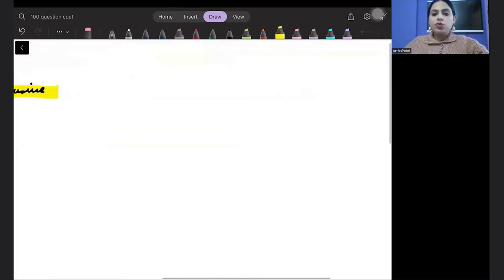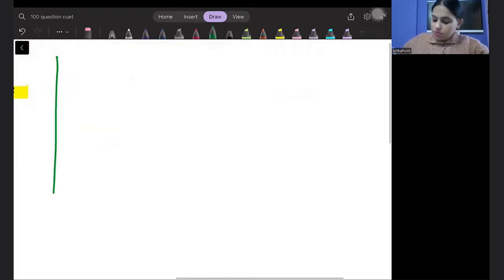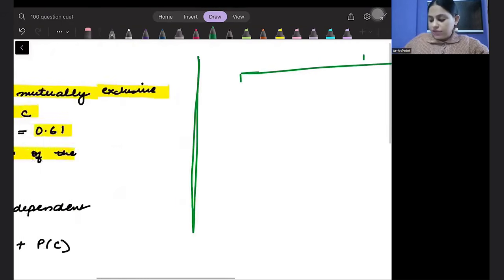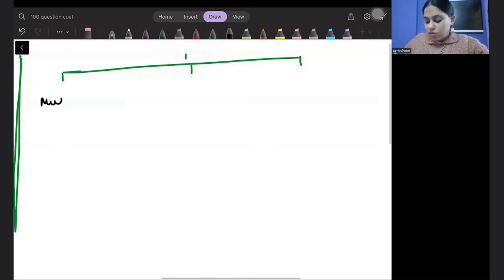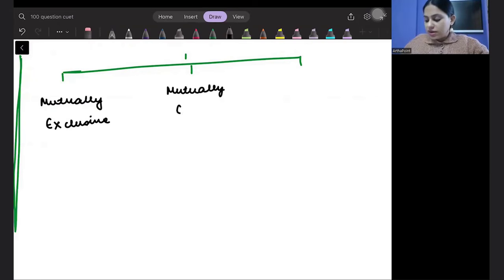So beta, first I want to just tell you, we should be clear with 3 kinds of definitions. We should be clear with 3 kind of definitions. Beta, the first is called mutually exclusive. Beta, next is known as mutually exhaustive. Beta, next is known as independent.